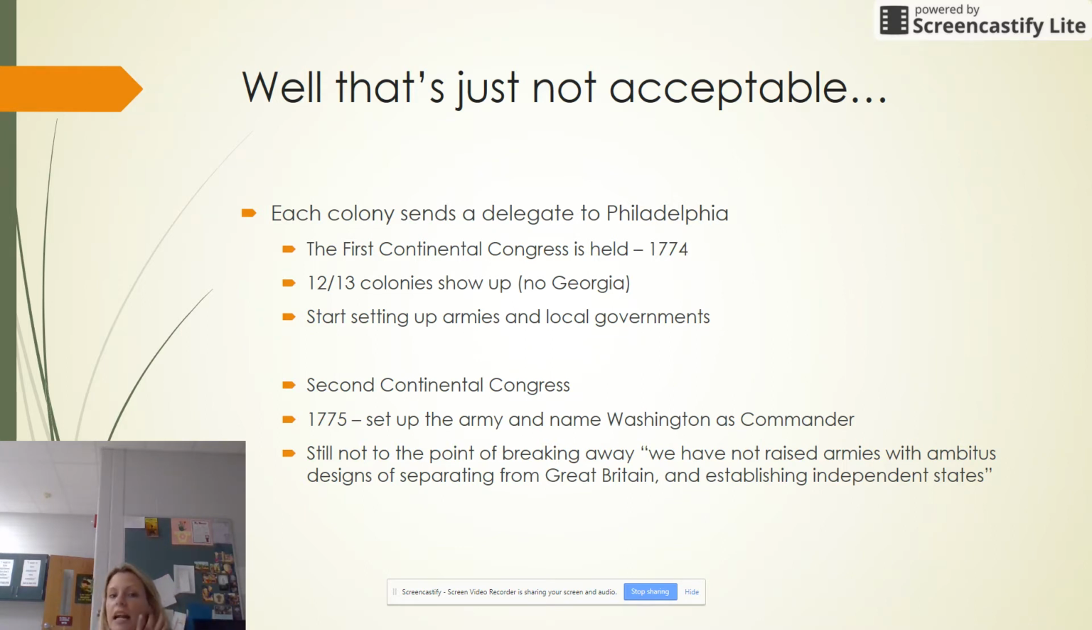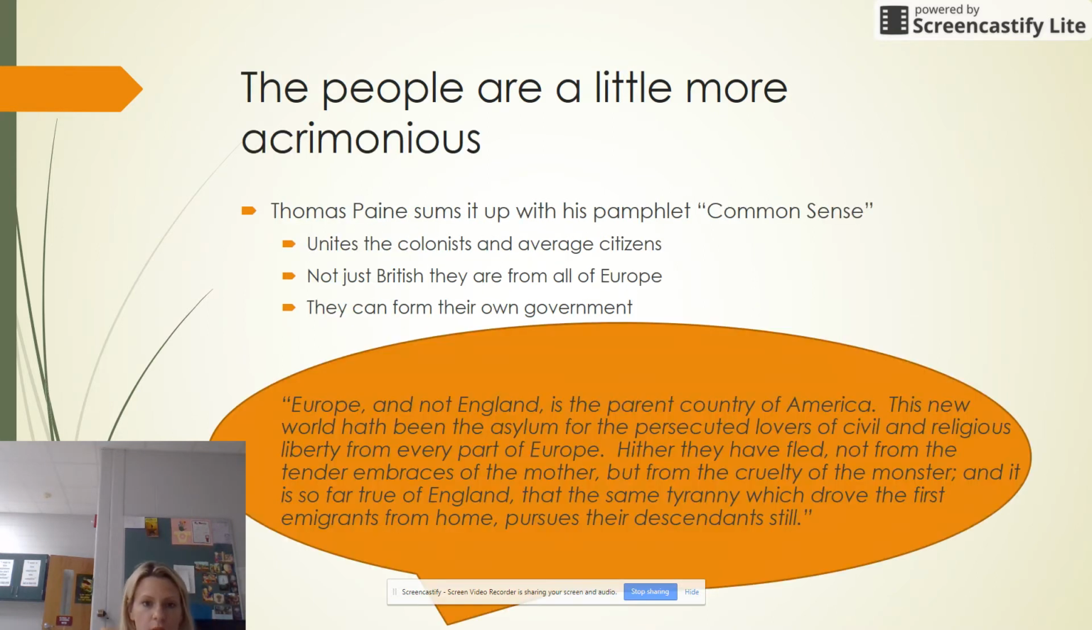Okay, so the colonists say it's just not acceptable, and we're not going to put up with this. And each colony sends a delegate to Philadelphia, and they hold the first Continental Congress in 1774. 12 out of the 13 colonies show up. Georgia is not there. They're the only one. And they start setting up armies and local governments. So although we are still part of the British Empire, we are setting up our own local governments and armies. By 1775, we have the Second Continental Congress, and we set up an army, and we name George Washington as our commander. However, the Second Continental Congress would be quick to say that we are not breaking away from Great Britain. Instead, they say, we have not raised armies with ambitious designs of separating from Great Britain and establishing independent states. They are just protecting themselves at this point in time.